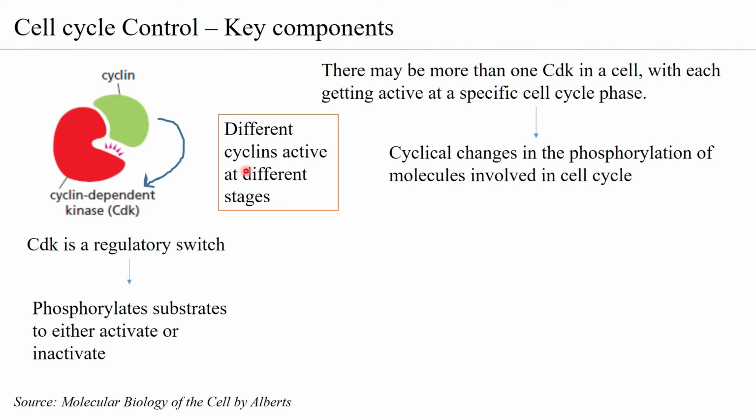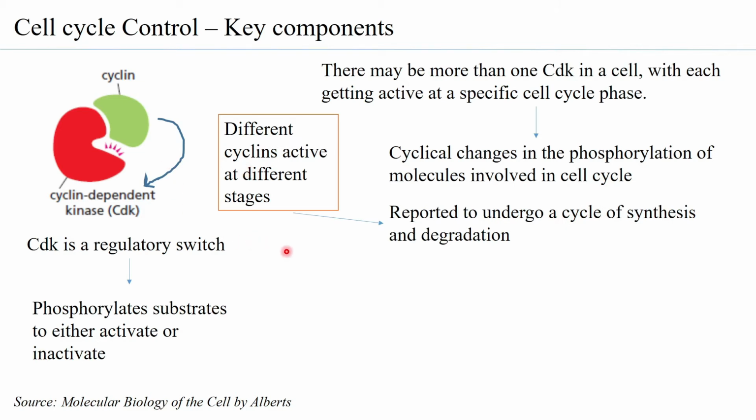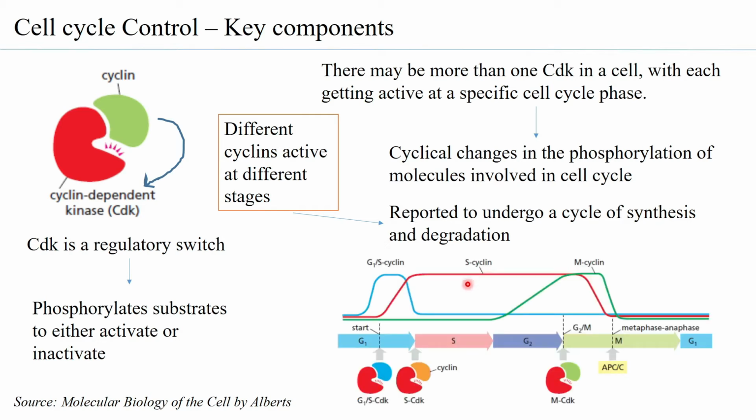Now, whether a cyclin is going to be synthesized or it is not going to be synthesized can also be regulated. So what we understand is that the cyclins can undergo a cycle of synthesis and degradation. So the levels of the cyclin itself can be cyclical. Okay, and that's the reason why cyclins are named as cyclins, because in the cell cycle, their amount itself is increasing or decreasing depending on what phase the cell is in. So this is what the understanding is.